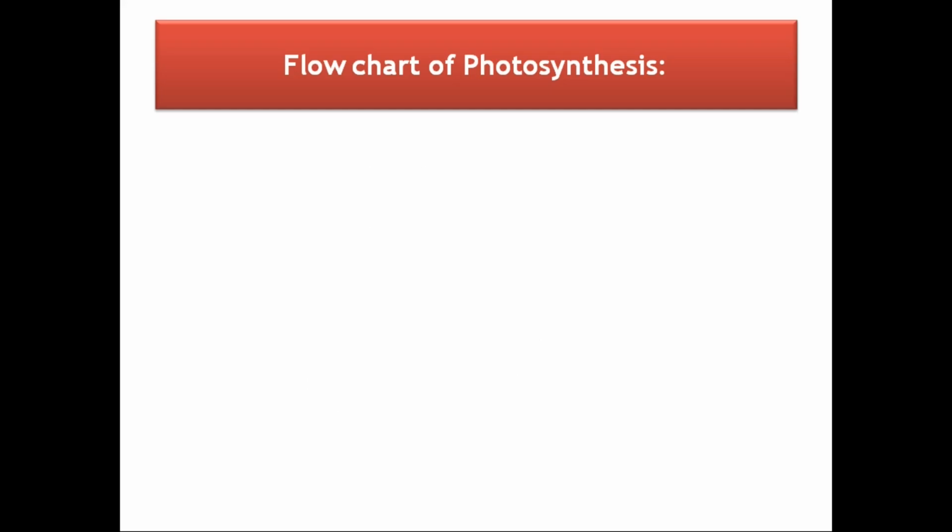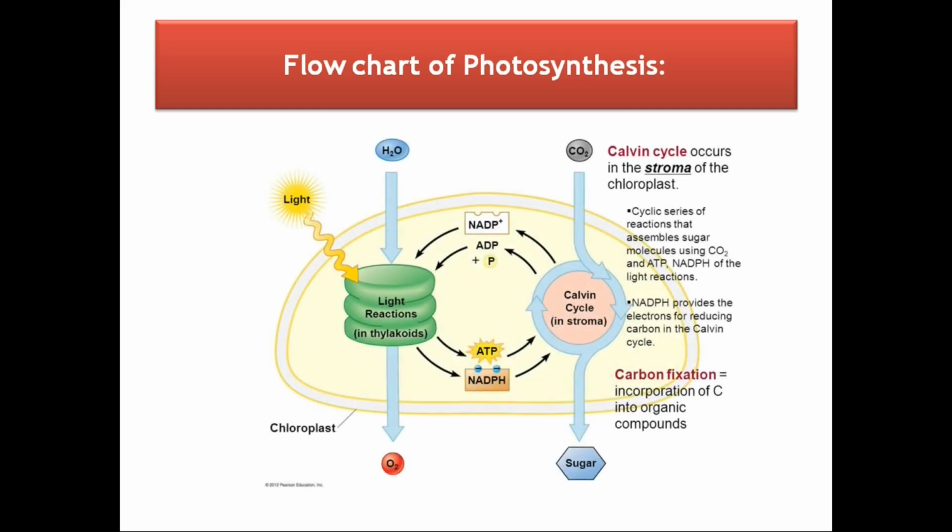Let us summarize the mechanism of photosynthesis. This is the chloroplast of the cell. The light energy falls on the thylakoid, and in the thylakoid, the light reaction takes place. As a result of light reaction, oxygen is evolved, which we all breathe in. In addition to that, ATP and NADPH are also released. These are assimilatory powers. Biosynthetic phase occurs in the stroma of the chloroplast.